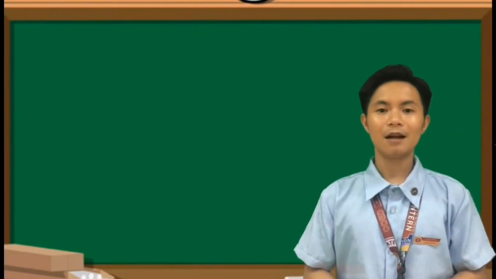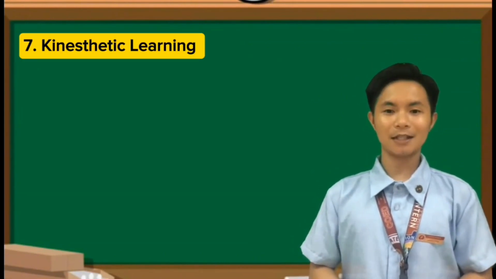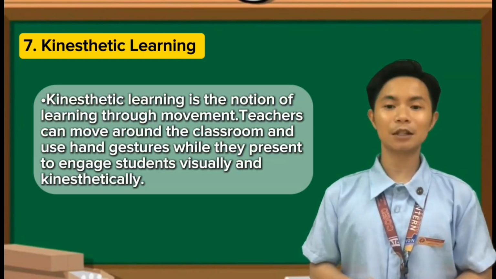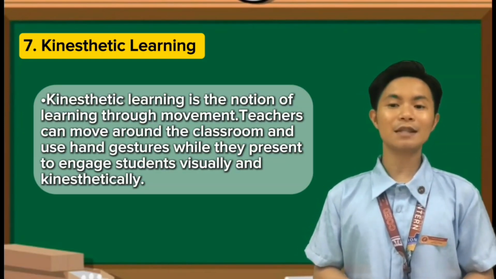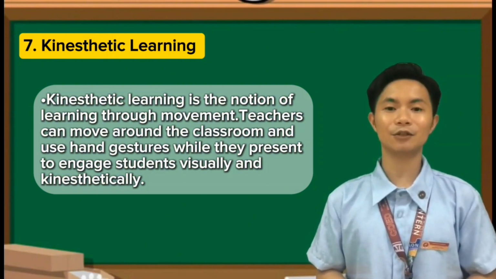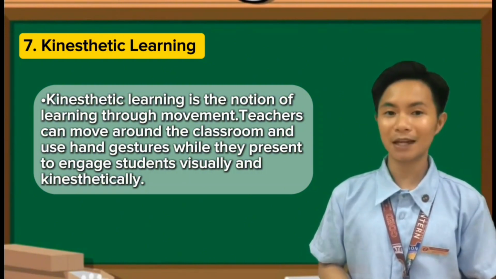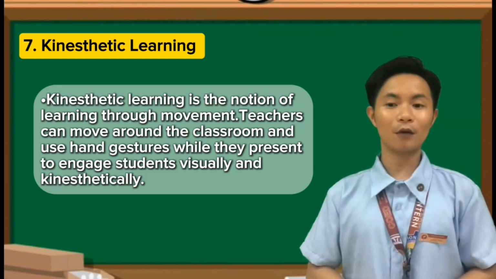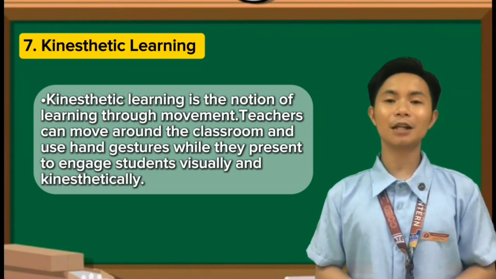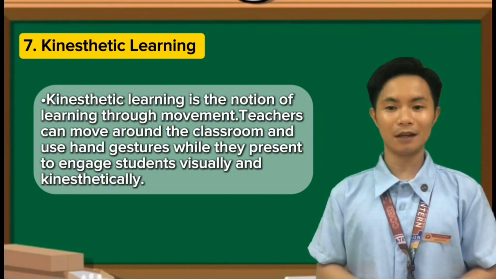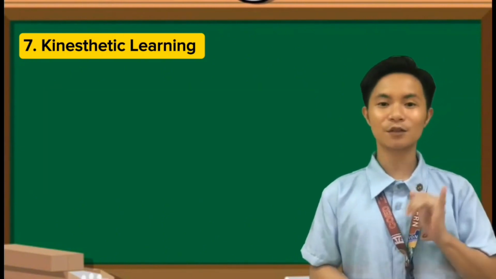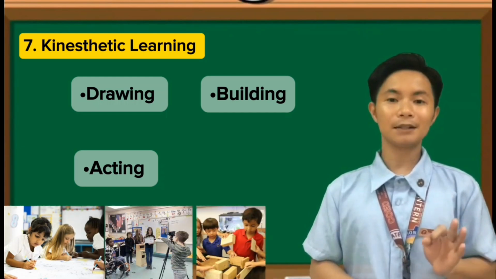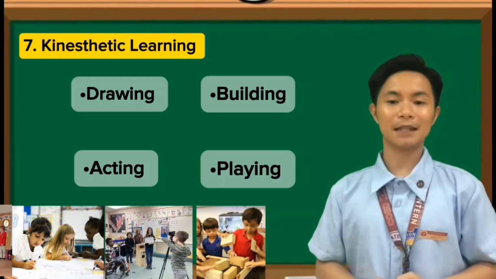Number 7 is the kinesthetic learning. Kinesthetic learning is the notion of learning through movement. Teachers can move around the classroom and use hand gestures while they present to engage students visually and kinesthetically. So they can also encourage students to perform physical activities where they can move around and use their creativity. So here are some ideas. First, drawing. Second, acting. Third, building. And last one is playing.